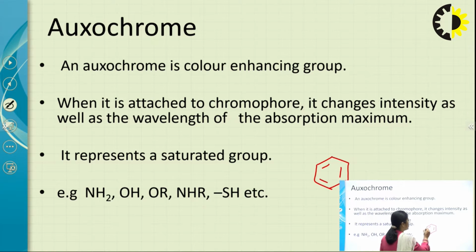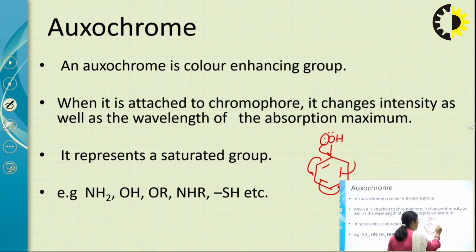If I attach a group OH to the benzene, it becomes phenol. Now the electrons which are present on the oxygen are going to get involved in conjugation, or I can say that this phenol group is going to increase the conjugation of the benzene.